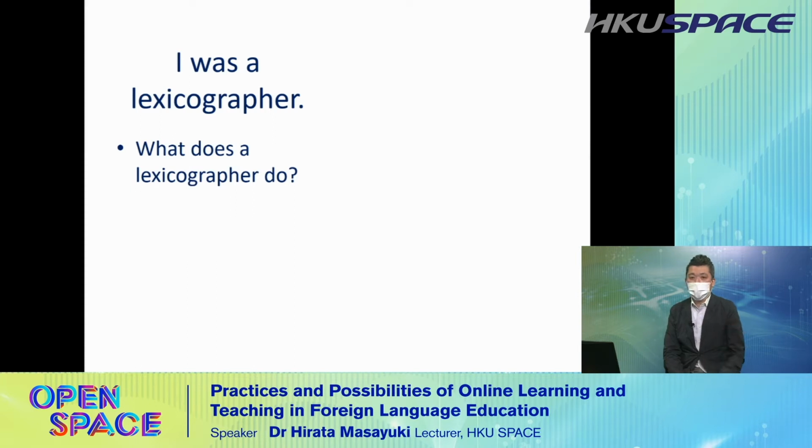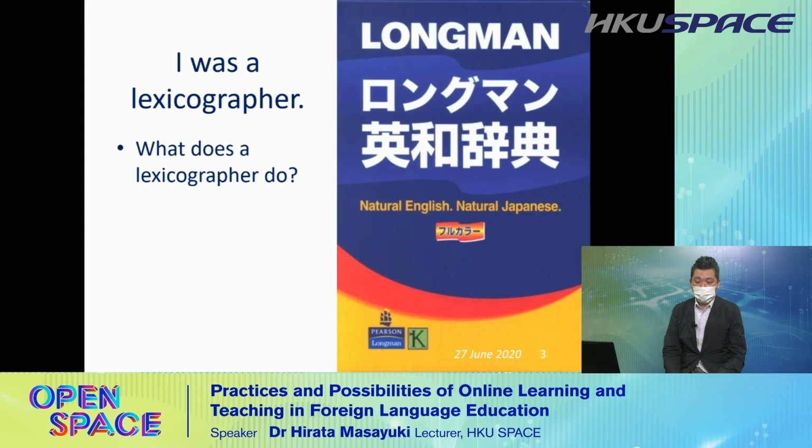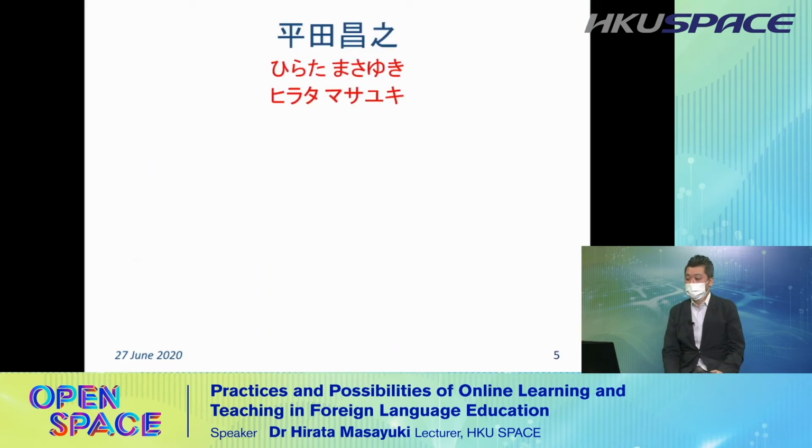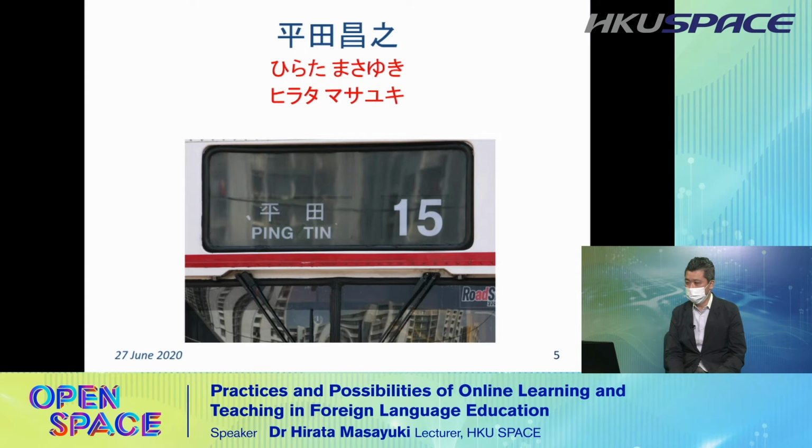Before doing a PhD, I was a lexicographer. Do you know what lexicographers do? They write dictionaries. So this is the project I worked on, and I was managing editor for one of these projects. So I'm sure you have seen my name in Hong Kong. If I write my name in Japanese, we can use kanji and also hiragana and katakana. And I'm sure you have seen bus number 15, which has my name on it. So that's a part of the package I always do in my class for my self-introduction.